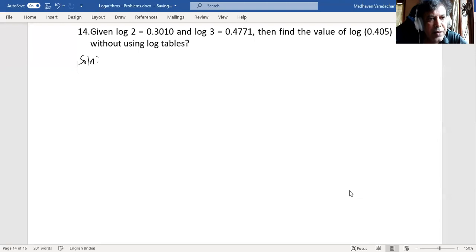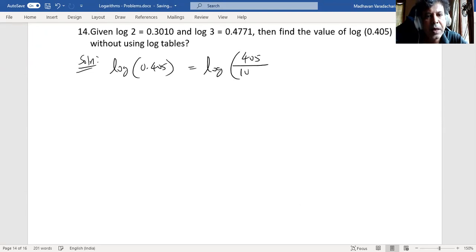When they did not specify base, it is always considered to be base 10. Okay, now what is that we are supposed to find? We are supposed to find what is logarithm of 0.405. That can be written as logarithm of 405 divided by 1000.